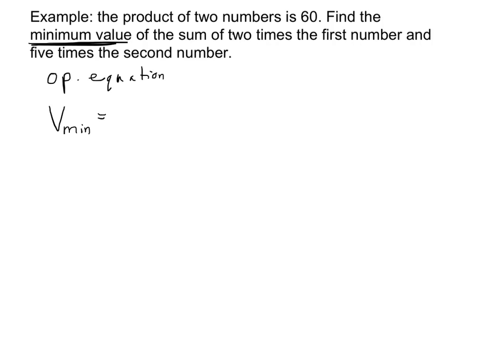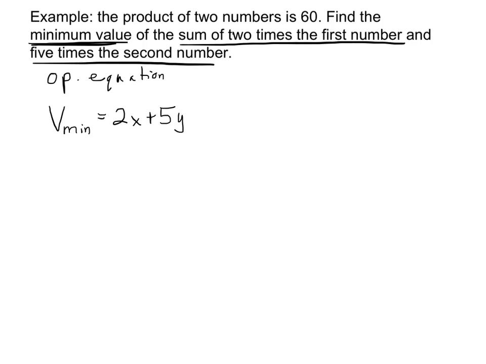And what is the minimum value? Well, it's the sum of 2 times the first number and 5 times the second number. So mathematically, how do you write that? We should write that as 2x plus 5y. That's what I want to optimize.